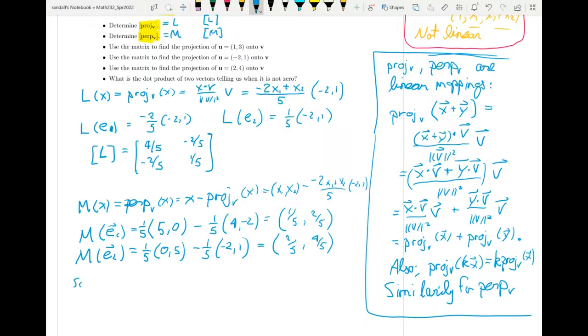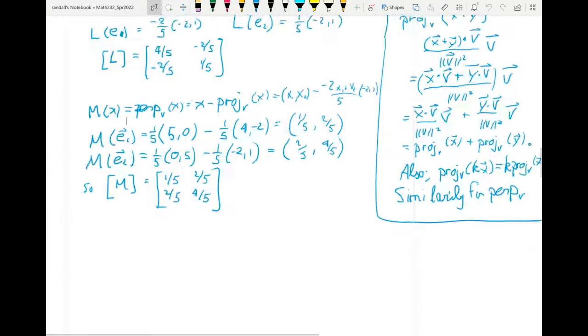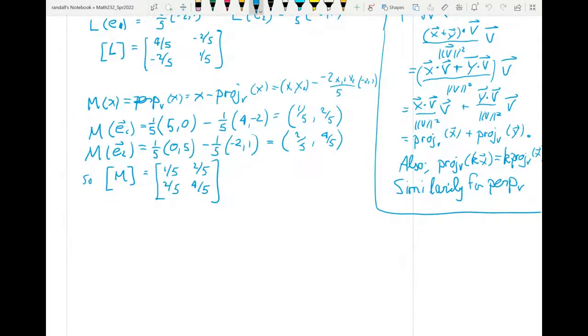Okay, so the standard matrix for the perp part, box M, is going to be: first column is M acting on E1, so 1/5, 2/5, and then the second column is the vector ME2, which is 2/5, 4/5. All right, so there are my two standard matrices for those two linear transformations. So I'm going to use them now, as the question asks, to compute the projection.